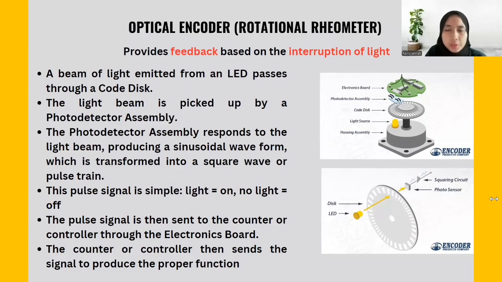Then the photosensor responds to the light beam, producing a sinusoidal waveform, which is transformed into a square wave or pulse train. The pulse signal is simple: light means on and no light means off. The pulse signal is then sent to the counter through the electronic board. The counter then sends the signal to produce the proper function, as in either stop, go, or rotate.